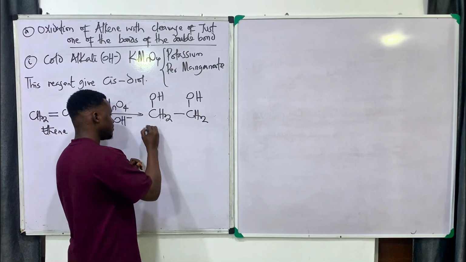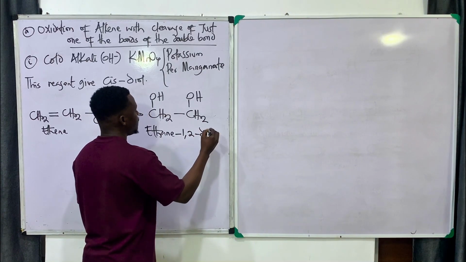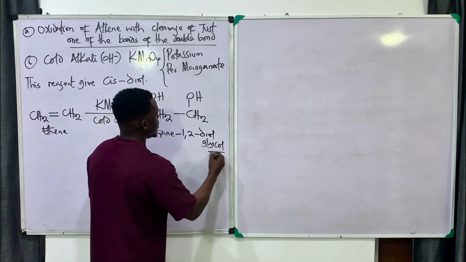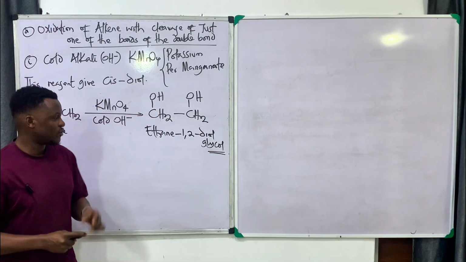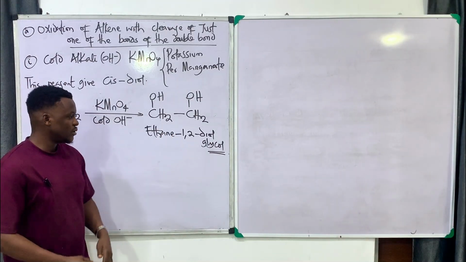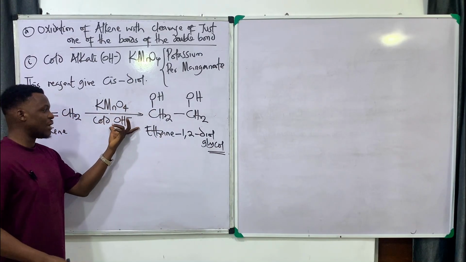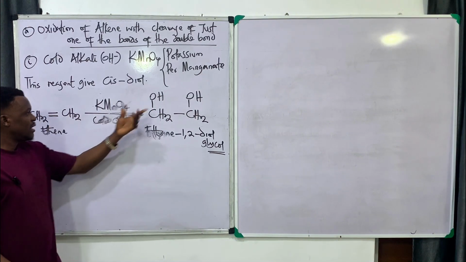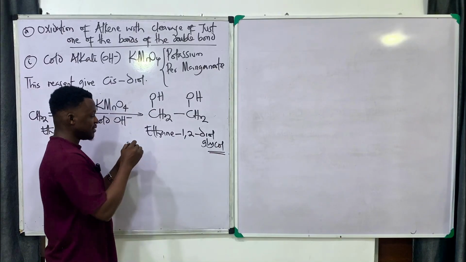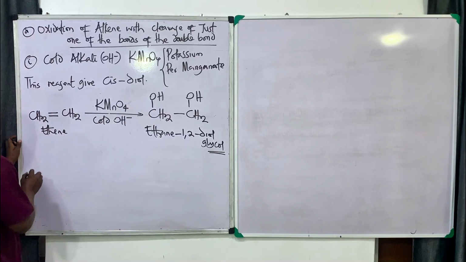So this becomes ethane 1,2 diol. Do not forget that diol can also be called glycol. So this compound is ethane 1,2 diol or ethylene glycol. The work of this OH, KMnO4 cold alkaline, is just to break this bond and add OH on both carbons on the same side. The reason we say this is cis is because the two OH are on the same side.